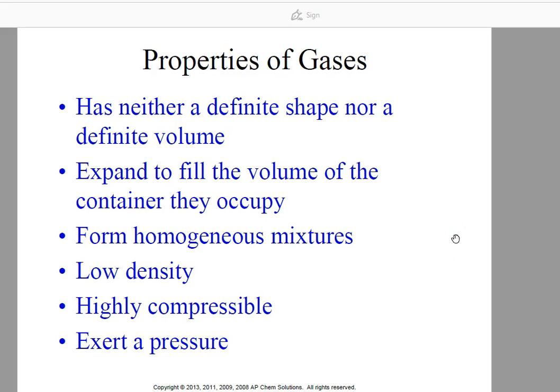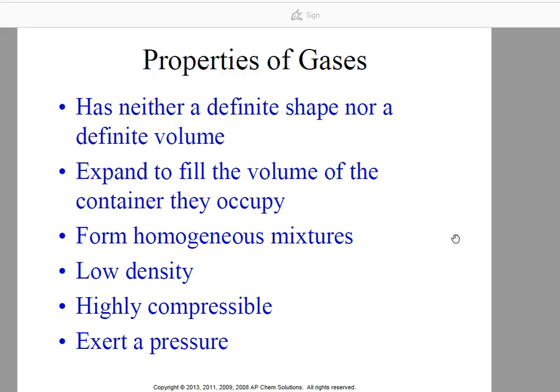Gases, this first slide is just properties of gases. So these are pretty basic. A gas has neither a definite shape nor a definite volume. So whatever container you put a gas in is going to take the shape and the volume of that container. And it will expand to fill the entire container that it occupies.